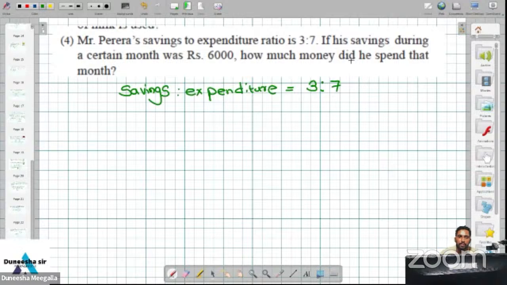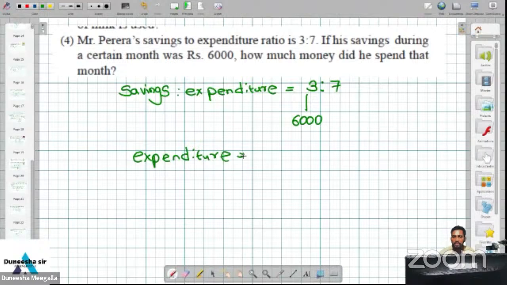During a certain month, the savings were 6,000. How much money did he spend that month? Okay. Now we are asking for the amount spent, right? Let's call it expenditures.